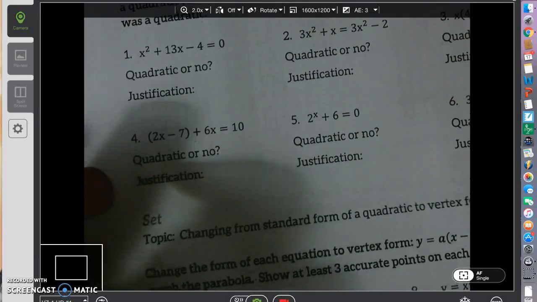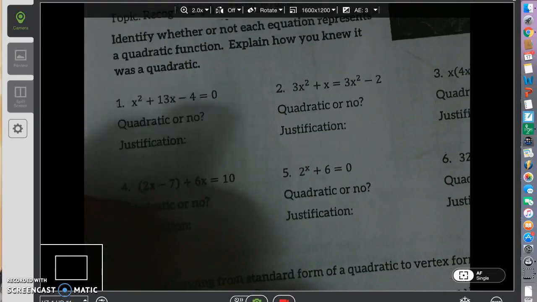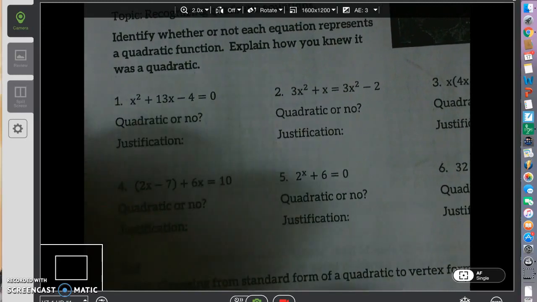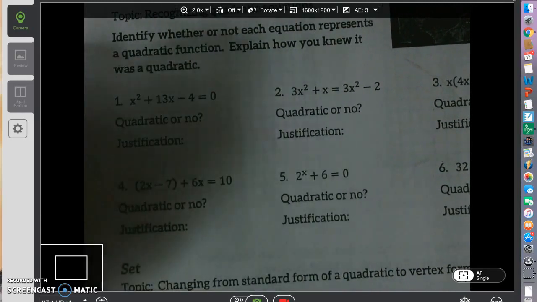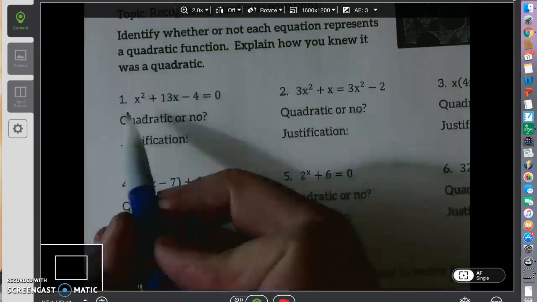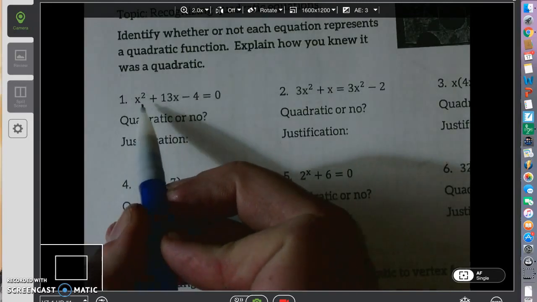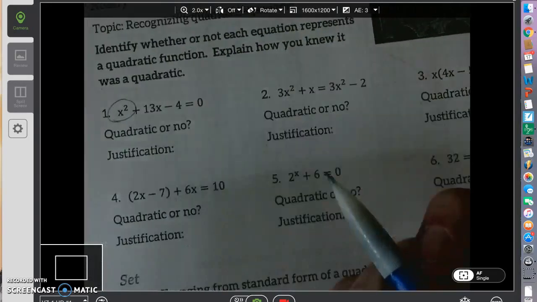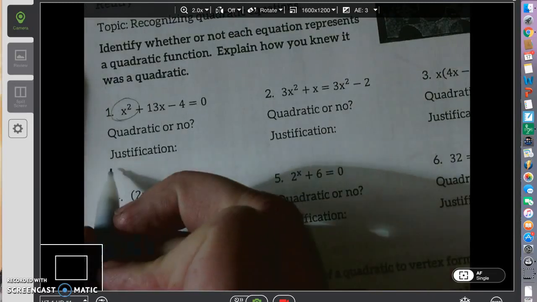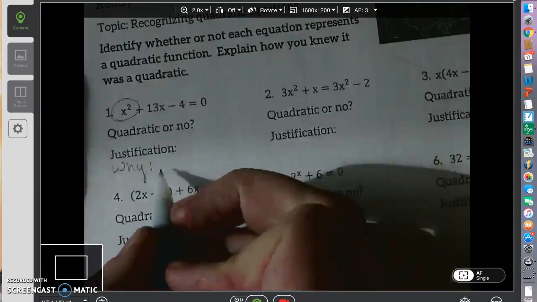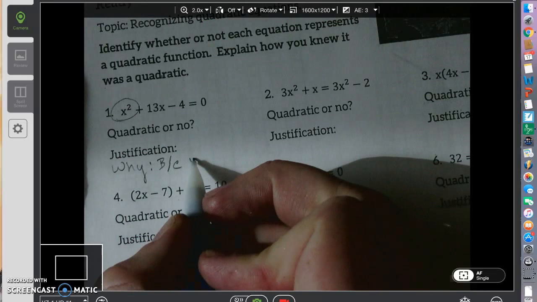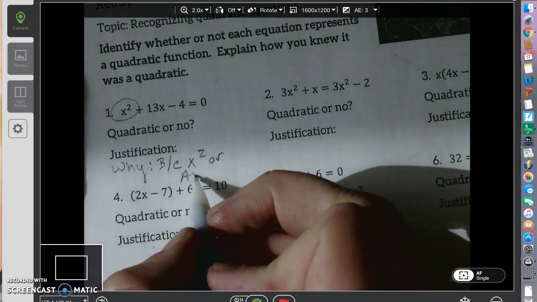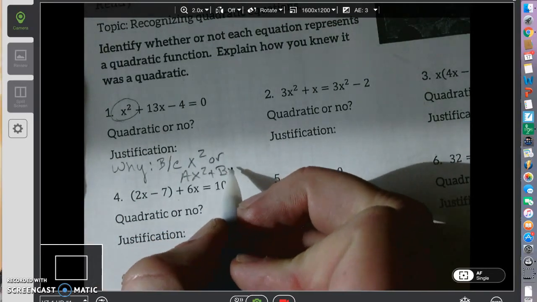Number 1 says identify whether this is a quadratic or not, and you have to say yes or no. Right away, this one's easy because it is a quadratic because it has this x squared right here. Justification is just a fancy word for why. You would say because it has an x squared, or it's ax squared plus bx plus c.